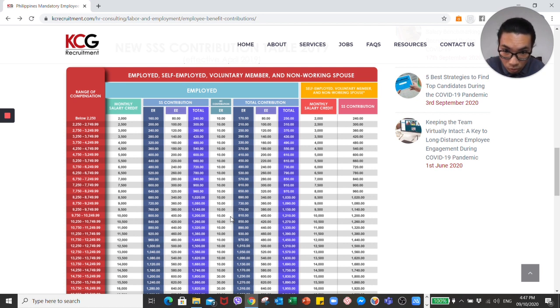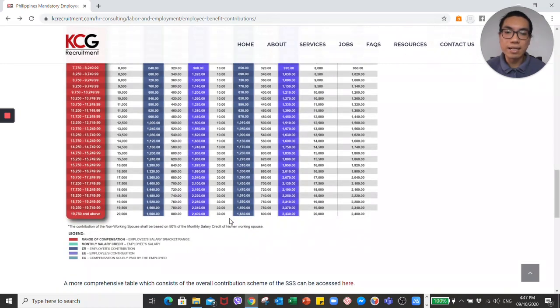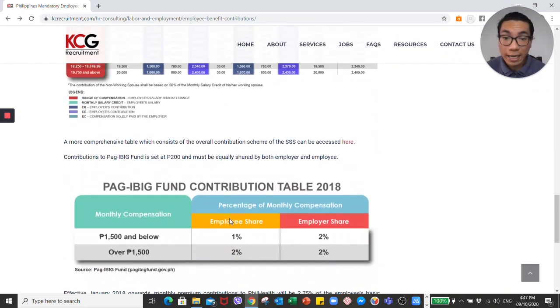Alright. So the total contribution for a certain company per employee is what we look at here. When the salary is 10,000, the employer amounts to 810 and the employee amounts to 400. Okay, so that's it about SSS.